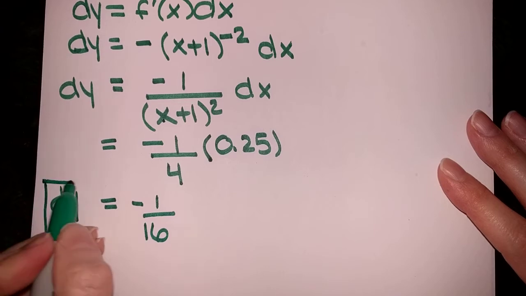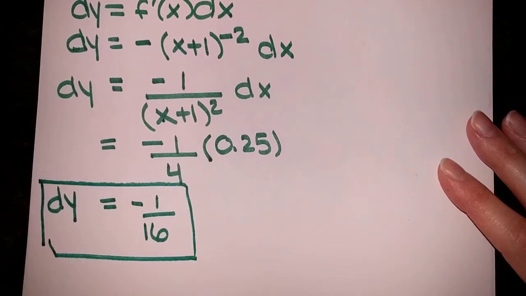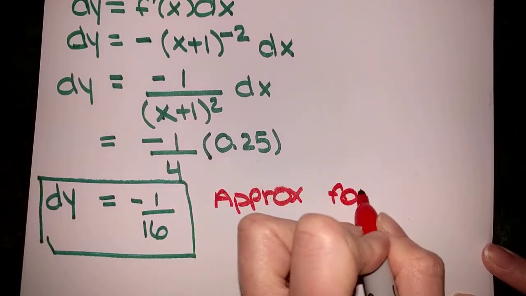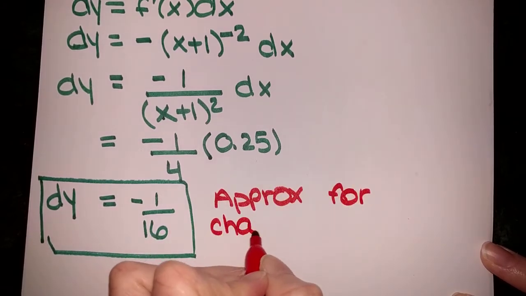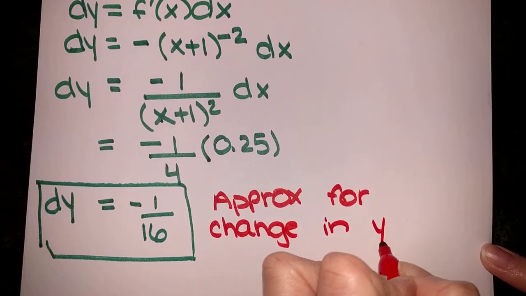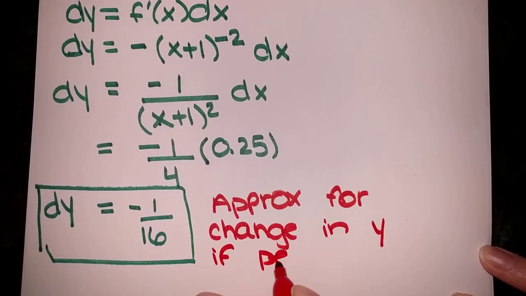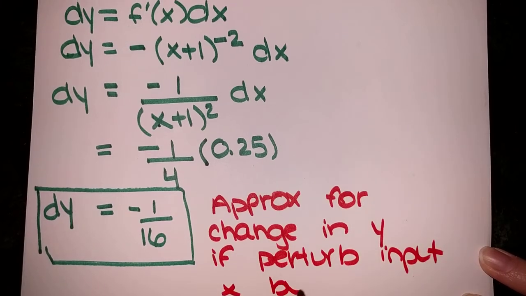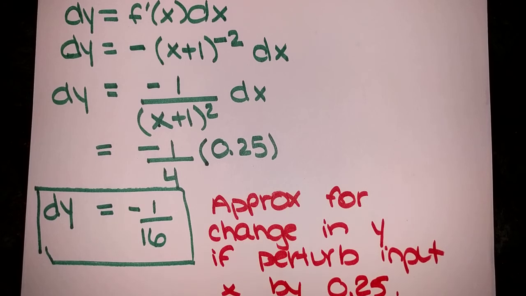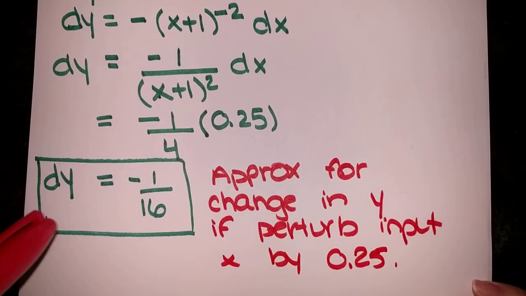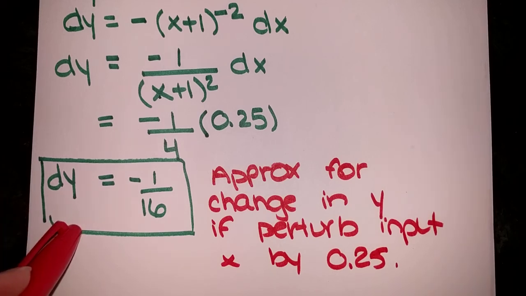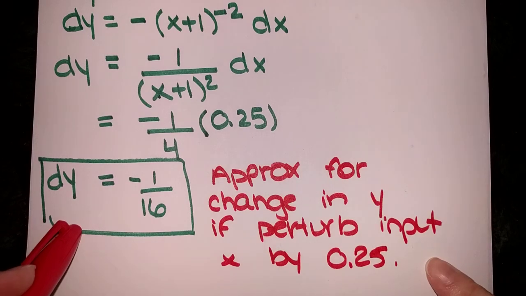And again, when you think about what dy represents, it is going to be an approximation for the exact change in y if we perturb the input x by 0.25. So basically, if we increase the x value to 1.25, the approximate change in our output is going to be negative 1 over 16. So it's kind of telling us how sensitive we are to changes in our inputs.